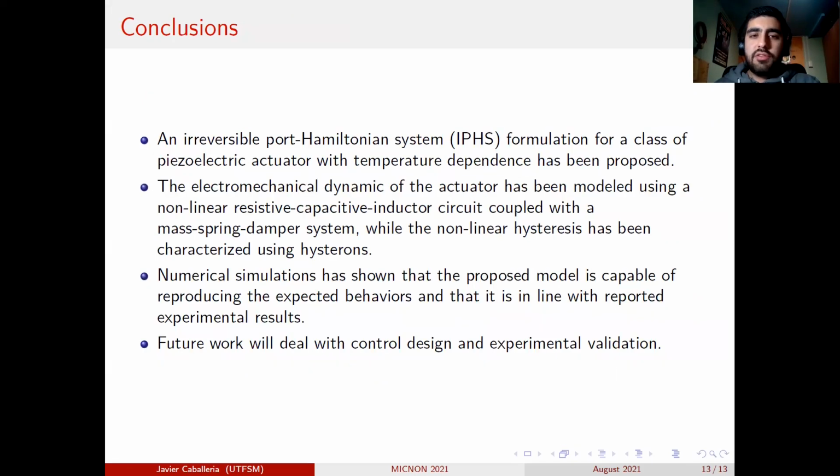In conclusion, an irreversible Port-Hamiltonian formulation for a class of piezoelectric actuator with temperature dependence has been proposed. The electromechanical dynamic of the actuator has been modeled using a nonlinear resistive capacitive inductor circuit coupled with a mass spring damper system, while the nonlinear hysteresis has been characterized using histograms. Numerical simulations have shown that the proposed model is capable of reproducing the expected behaviors of the piezoelectric actuator. And finally, in future work, we'll deal with the control design and experimental validation. Thank you very much for listening.